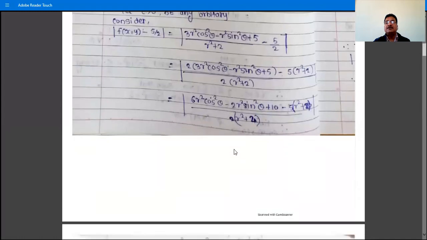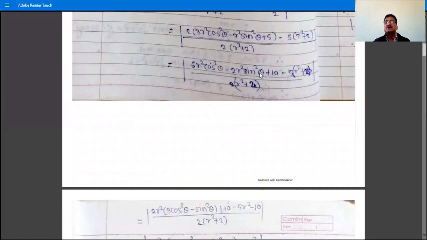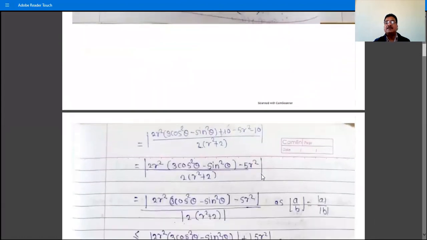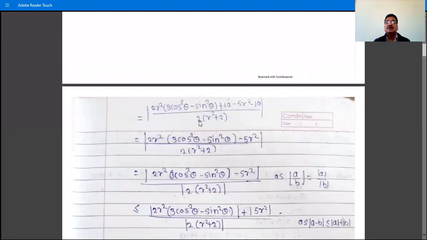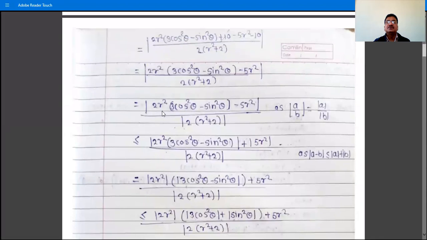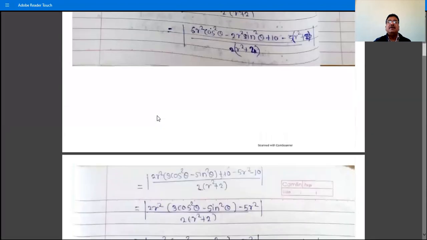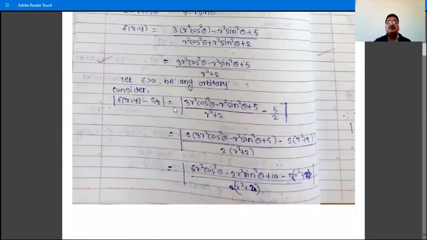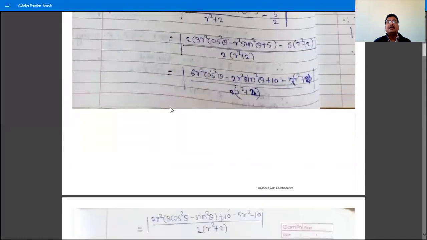And then the simplification is 6r² cos²θ − 2r² sin²θ + 10 − 5r² − 10. Minus 10 and plus 10 get cancelled. So this is the numerator divided by 2r² + 2. And then the limit here is the simplification of |f(x,y) − 5/2|.